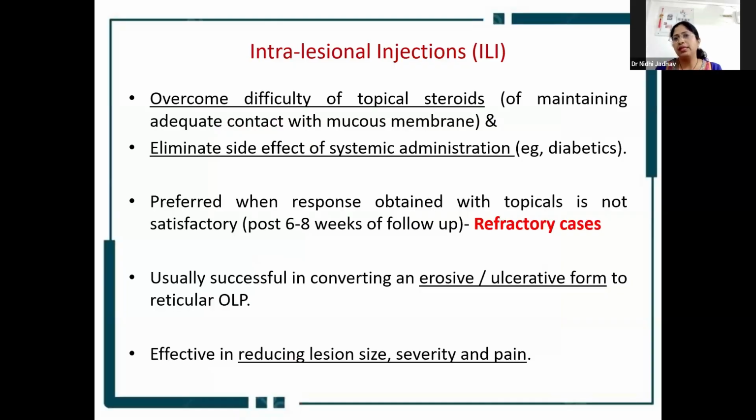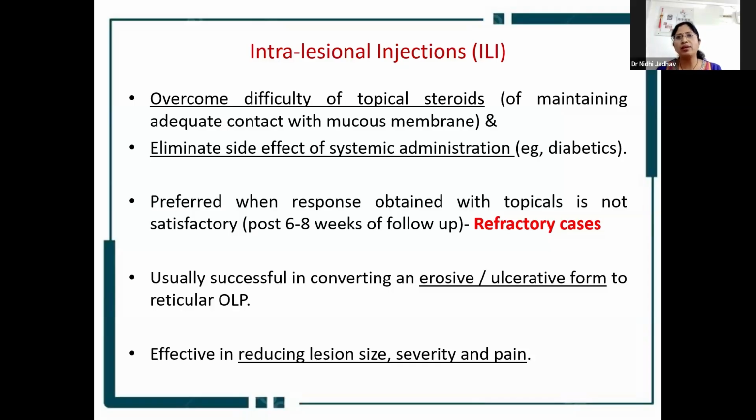Now, we have seen till here the use of topical corticosteroids, which were gels, creams, sprays and patches. Suppose you have given it for a period of say 4 to 6 weeks, but good results were not obtained. Then you can move on to the use of intralesional injections. This overcomes the difficulty of topical corticosteroids, and it can also be used where you are not able to give systemic administration, like in diabetes, because in that case there might be hyperglycemia. So in such cases a safe use of intralesional injections can be done.